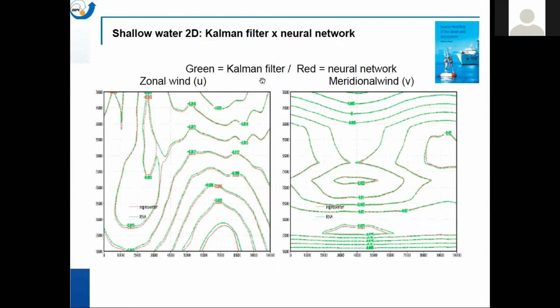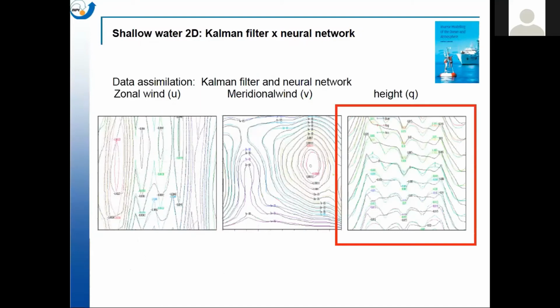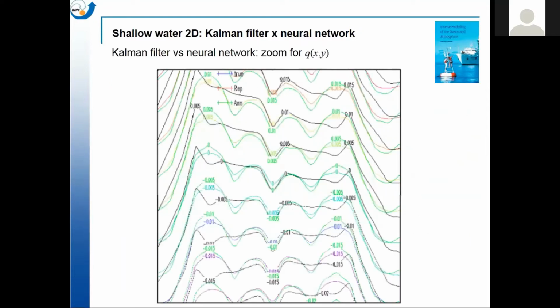All right, and so the green here is the estimation using Kalman filter. And in red, looking here, there is some difference between these two approaches, Kalman filter and neural network. I'm going to comment in a few slides on why we are using neural network. And I can see here the data for zonal wind, meridional wind, and ocean height, ocean depth here. And this is a zoom where the truth is the black line here, the green is the Kalman filter, and the red line here represents the data assimilation by neural network. Okay.